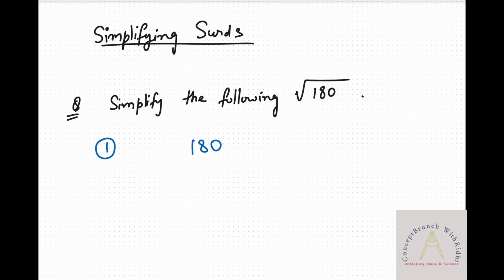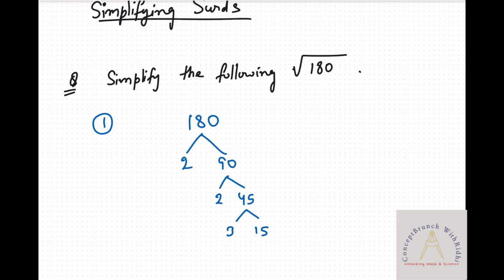With the tree diagram, it will be 2 and 90. 90 can be 2 and 45. 45 can be 3 and 15. And 15 will be what? 3 and 5. Now 3 and 5 are also prime numbers, so we'll stop here. So we can conclude the prime factors are 2, 2, 3, 3 and 5.